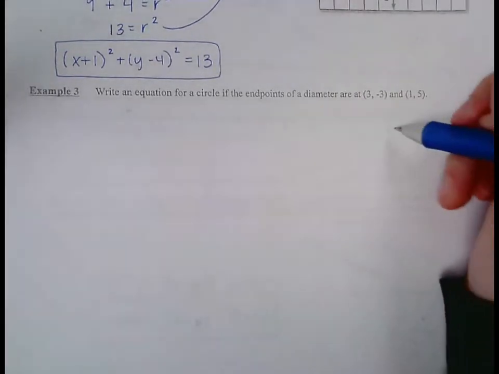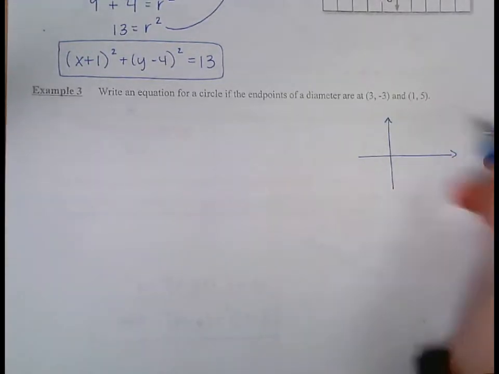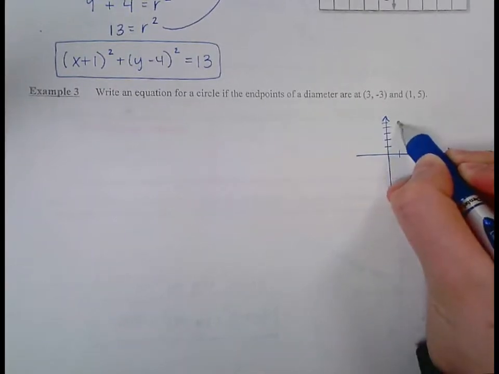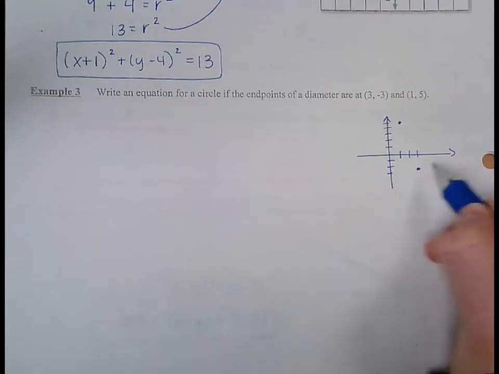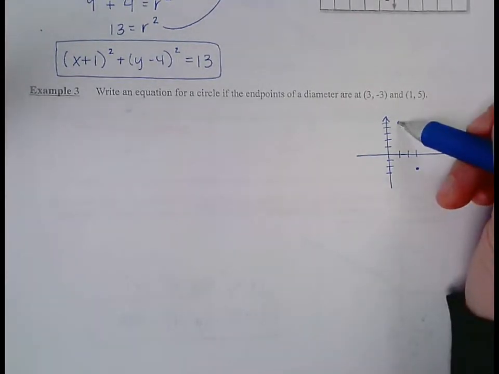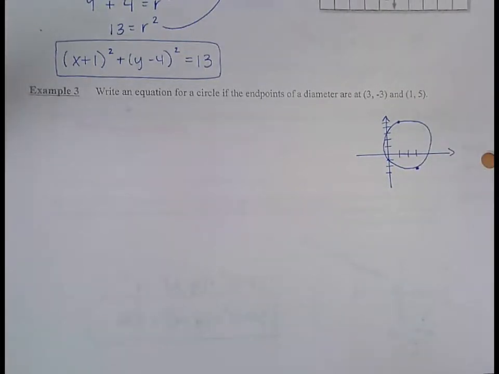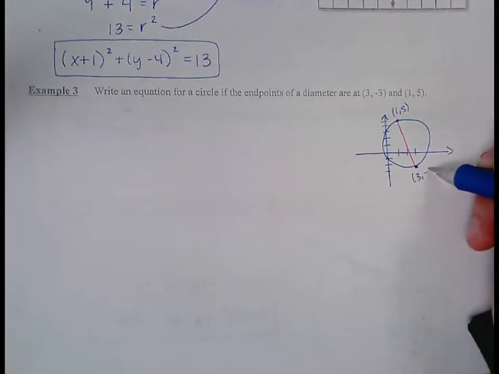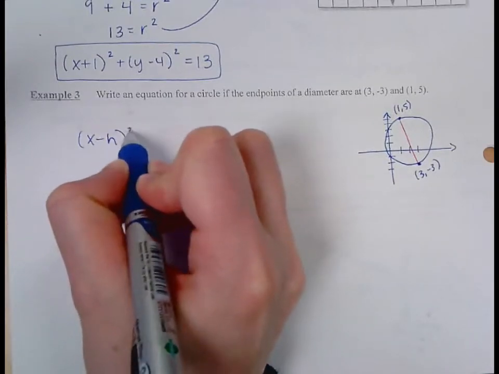So what I could do, just to make sense of this, is actually sketch these 2 points. So 1, 5, and then 3, -3. So endpoints of a diameter means these 2 points are both on the circle. Just kind of showing you that neither one of these is your center. Okay, but we're still trying to write the equation of the circle. I'm just going to write down the standard form again.